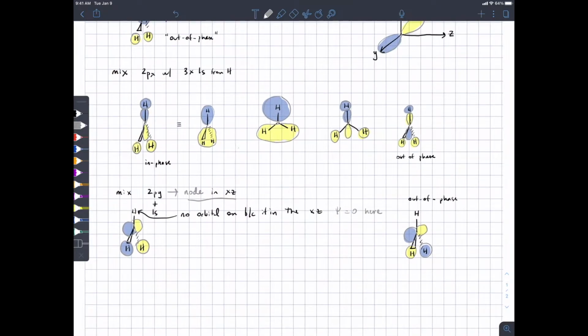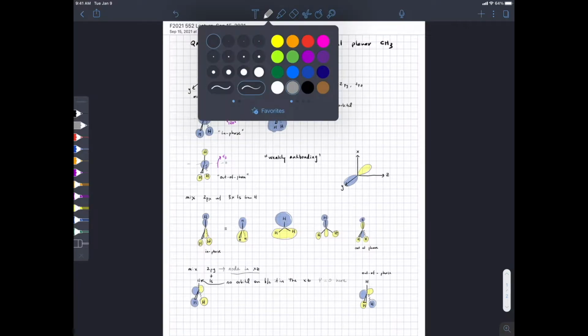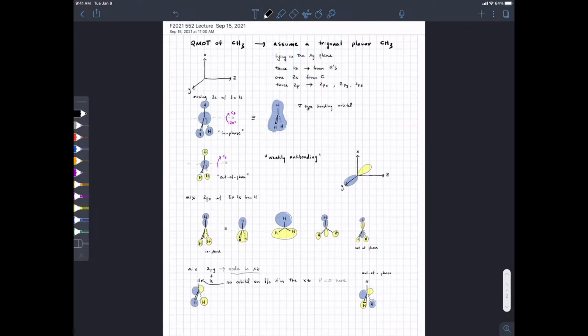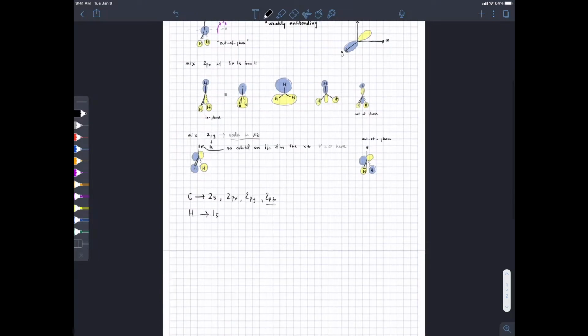Okay. Now, if you're keeping track of what we've used so far, of the available orbitals that we began with, on carbon we had a 2s, a 2px, a 2py, and a 2pz. And on hydrogen we had 1s orbitals. We've used pretty much everything except the 2pz orbital.